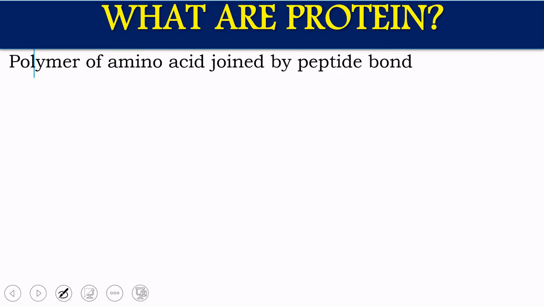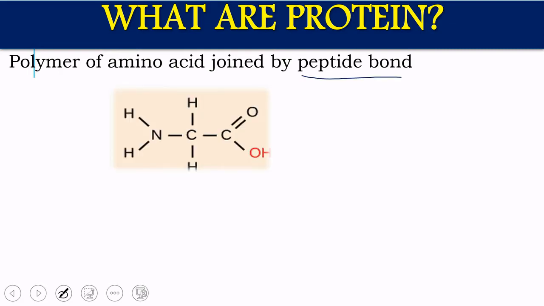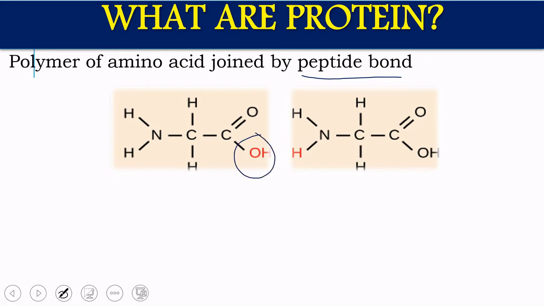Now proteins are polymers of amino acids. So amino acids join together through a specific bond called the peptide bond. How is this peptide bond going to form? So there are two amino acids. The OH present on the COOH group, that is the acid group, of one amino acid is going to form a bond with the H present on the amino group of another amino acid.